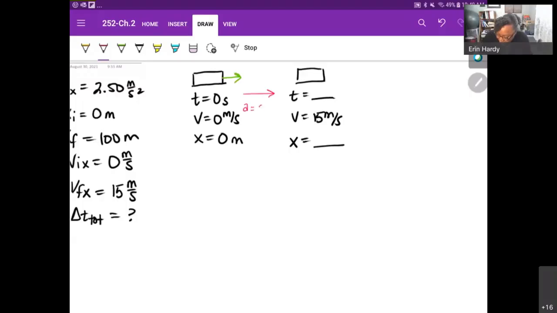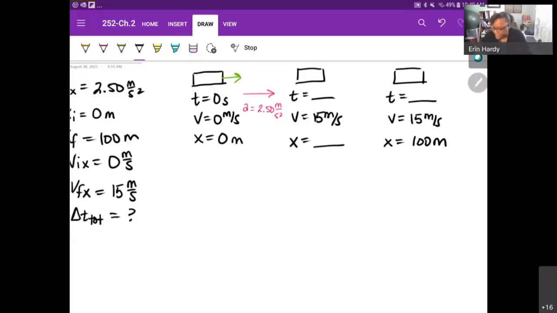So this is A is equal to 2.50 meters per second squared. And then at the end of the race, that happens at some time later than the point when 15 meters per second is reached. They're still maintaining that same velocity, but now the horizontal position is 100 meters. So let's add that as one of our known quantities.